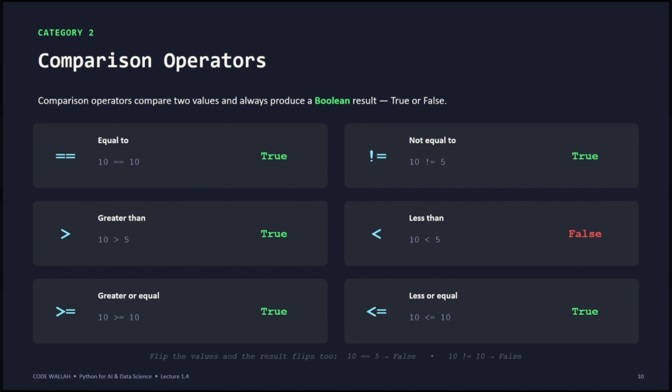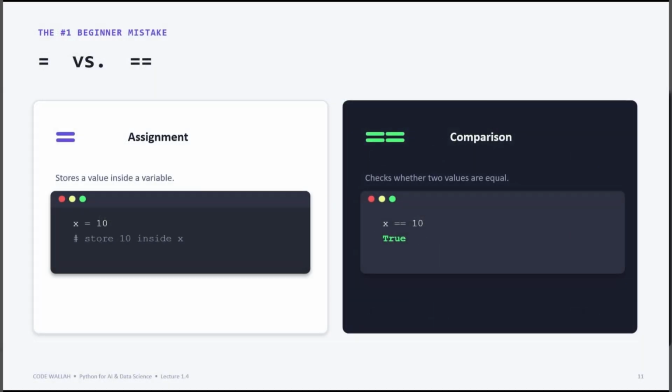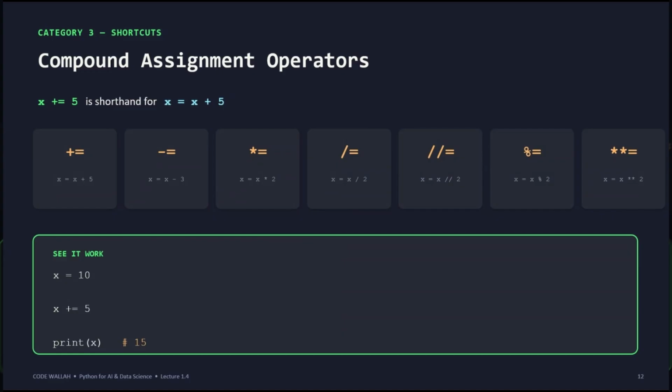11. Assignment operators. Now let's come back to variables. We've already seen x = 10. The equals operator assigns a value to a variable. But Python also gives us compound assignment operators. For example, x = 10, x += 5, print(x). What happened? x += 5 is essentially a shorter way of writing x = x + 5. So the result is 15.